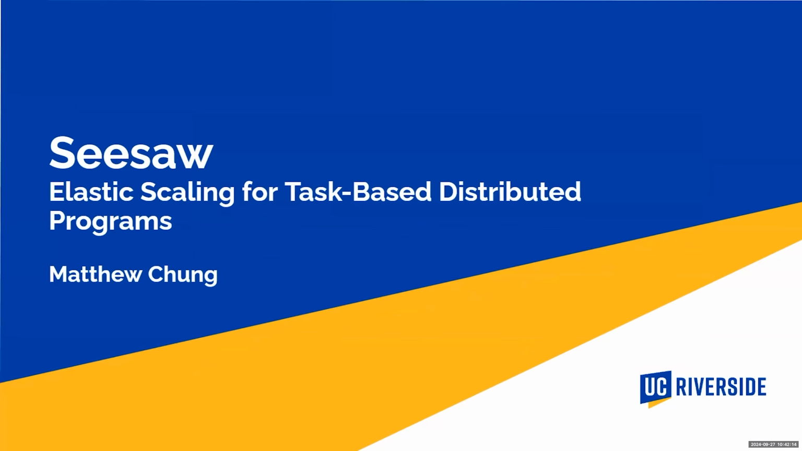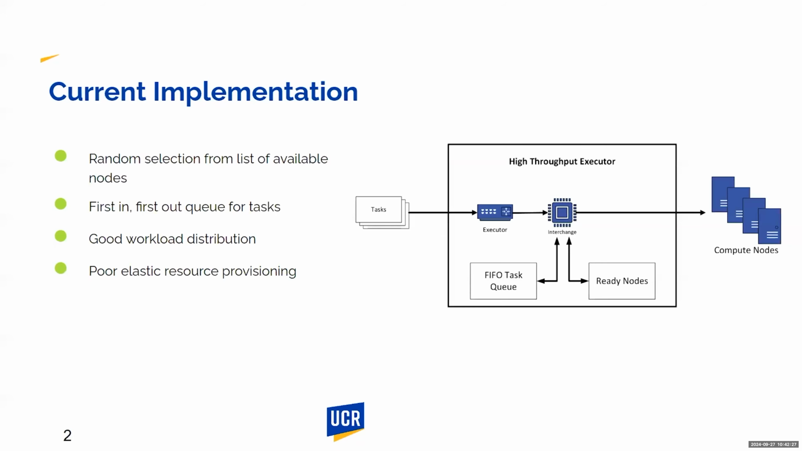So here we go. The title of my presentation is Seesaw, which covers elastic scaling for task-based distributed programs. In our case, most of the work I did was on Parsl specifically. Let's discuss the current implementation. The work I did focused on the high throughput executor, specifically the interchange and how it handles task distribution. The original implementation was random selection from the list of ready managers, or basically available nodes and places where you can send tasks.